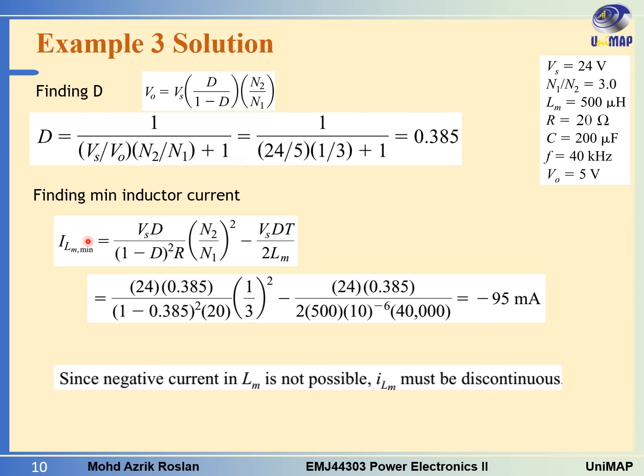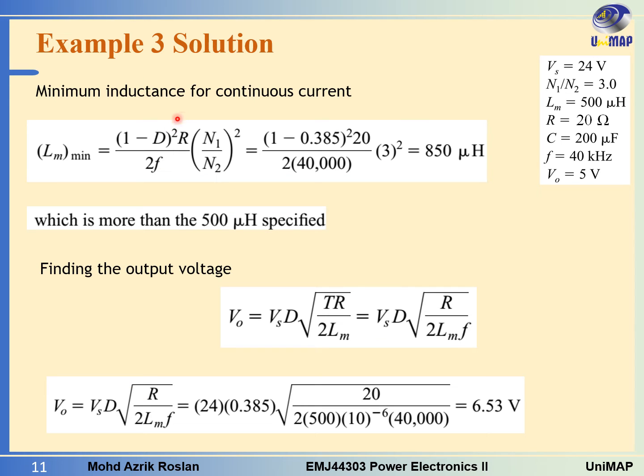So we know that for the circuit to remain at CCM, the minimum value for ILM min should be 0. The equation for ILM min is this one. When we substitute everything, we will get the answer to be negative 95 milliampere. So we know that when we have a negative value when we calculate the ILM min, this circuit is working in discontinuous current mode.